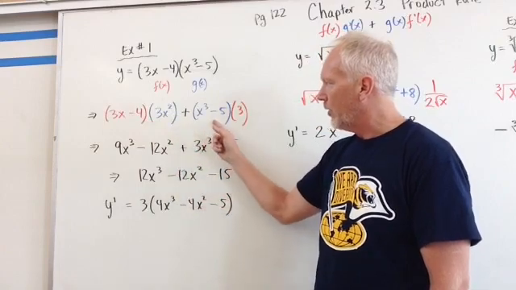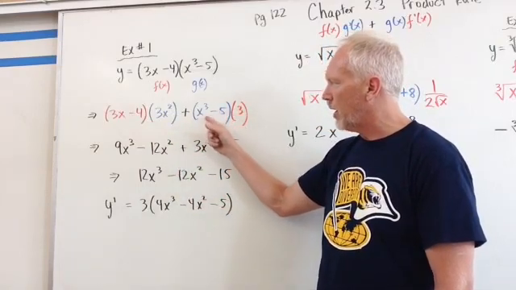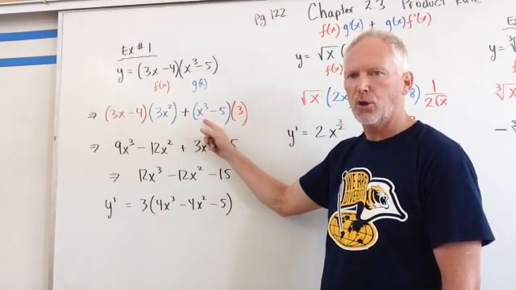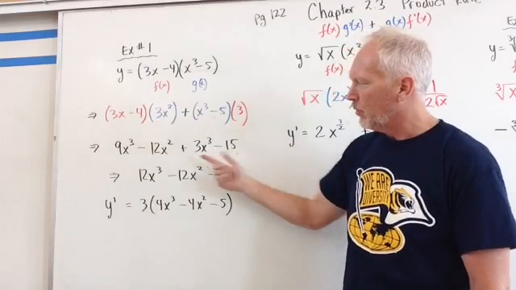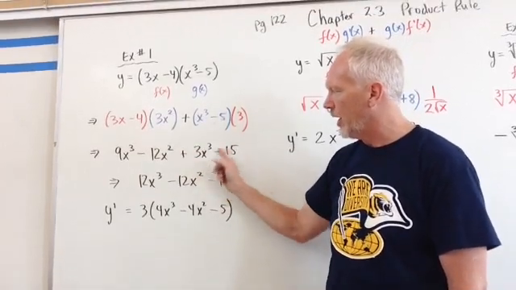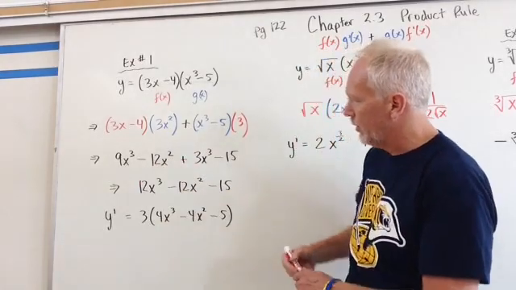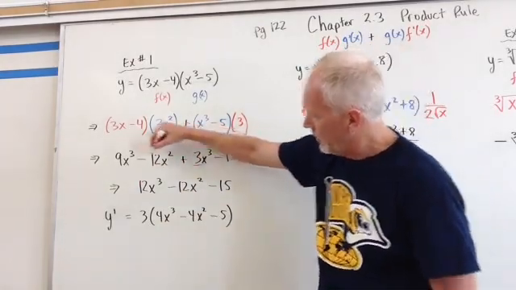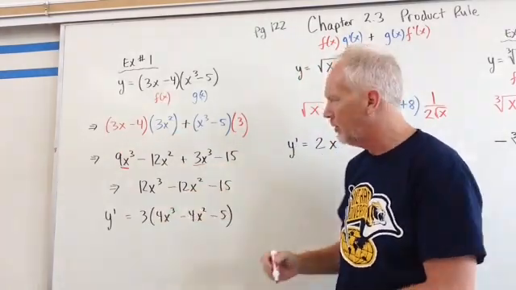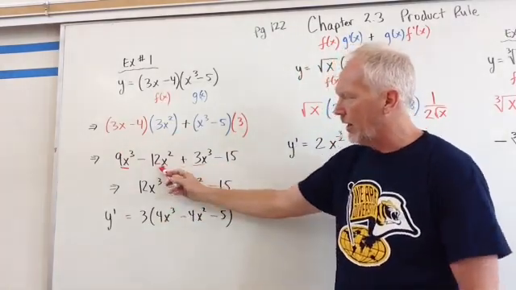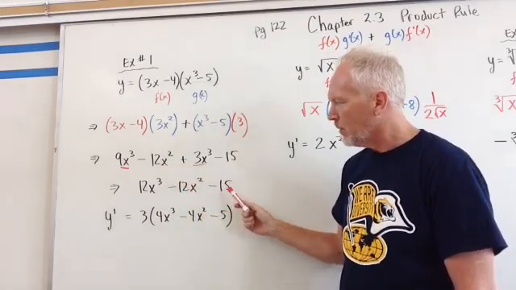Over here we can distribute this 3 into this binomial, so 3x cubed minus 15. Combine like terms. Here's a 3x cubed, there's a 3x cubed. So there's an x cubed and there's an x cubed, I add those together to get 12x cubed. Then we have negative 12x squared, and then minus 15.